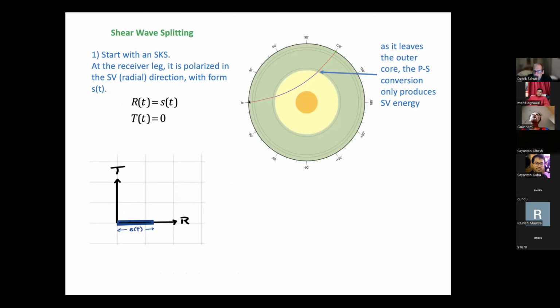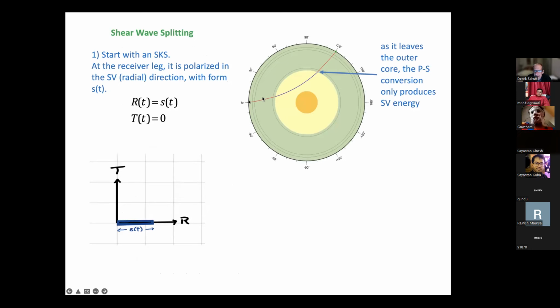A common way to measure anisotropy is through shear wave splitting. So we start with an SKS wave. Here's the source. It travels as an S wave, then as a P wave through the outer core. And then right here, the P to S conversion only produces SV energy.